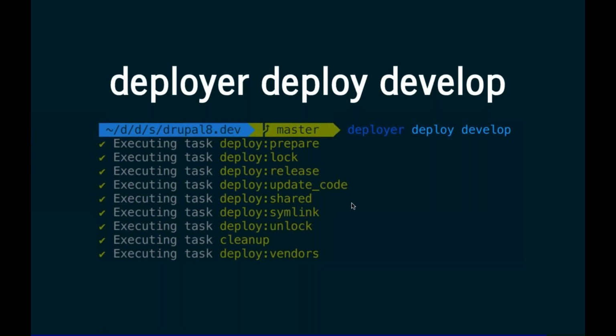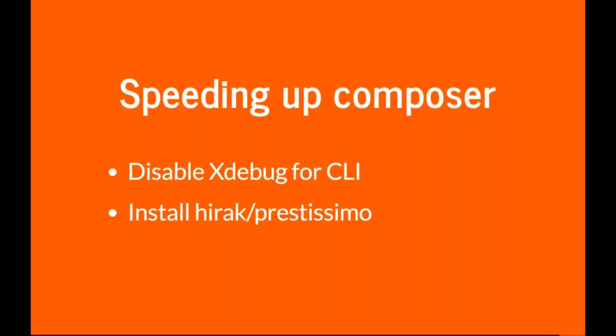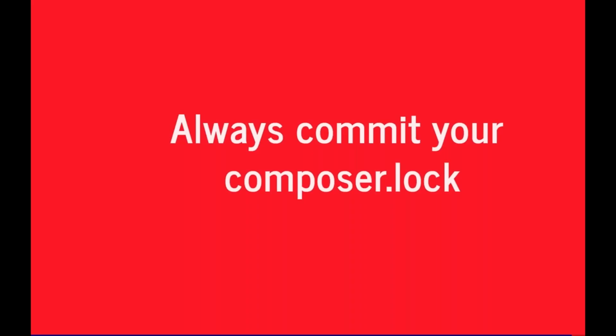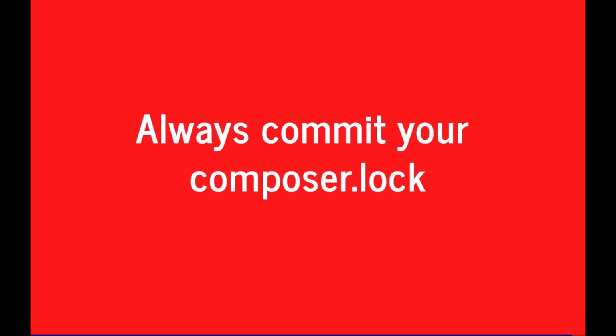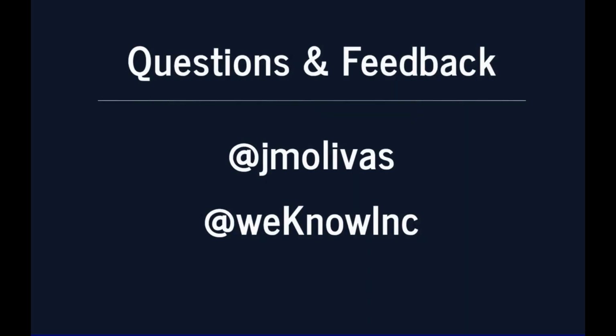Or you can decide and choose a platform that already supports running Composer install for deployments. And a quick tip for speeding up Composer: make sure you disable Xdebug for CLI, in order to speed up running Composer commands. You can also install Prestissimo, a tool that allows you to do parallel downloads. So when you run Composer install and you are downloading several packages, it will trigger parallel downloads for you, so you can speed up the process of updates or installs. And again, remember, you should always commit your composer.lock file. So that's all I have.